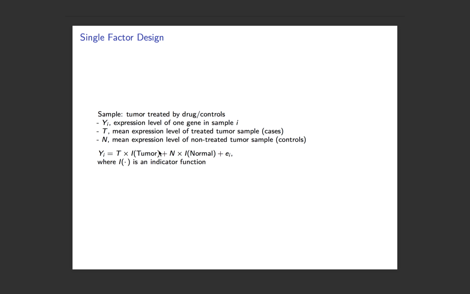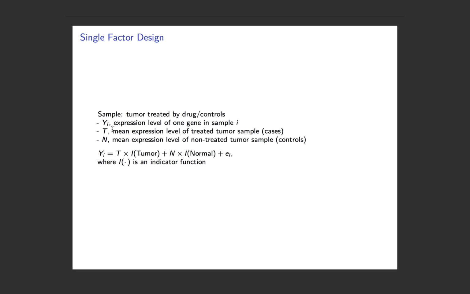Single factor design is an experiment design which has only one factor that will affect the experimental result. For example, if we choose 3 tumor samples with drug treatment and use another 3 non-treated samples as control, keeping all other conditions the same, the only factor that will influence gene expression is the treatment. Thus, we call it single factor design.